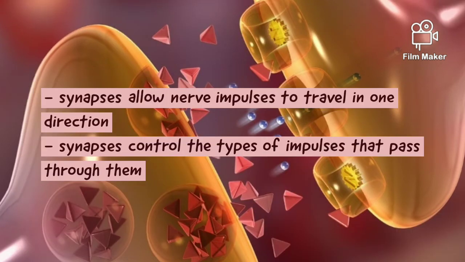Synapses allow nerve impulses to travel in one direction. Synapses also control the types of impulses that pass through them.